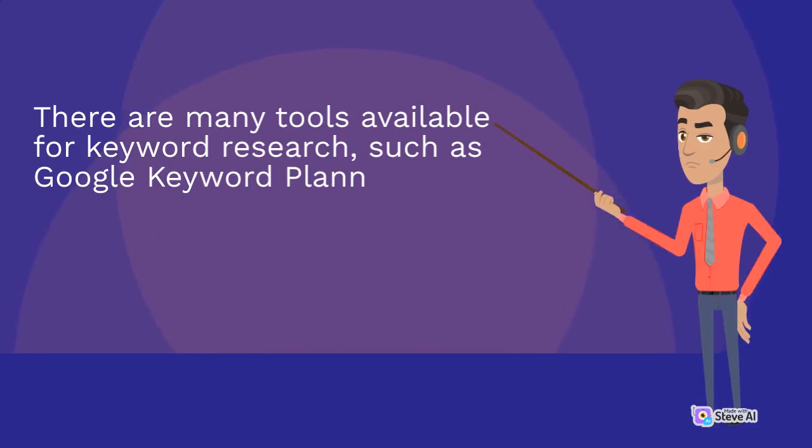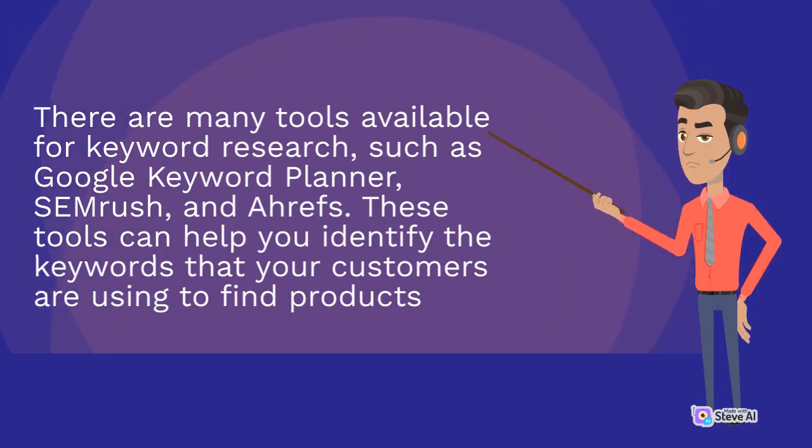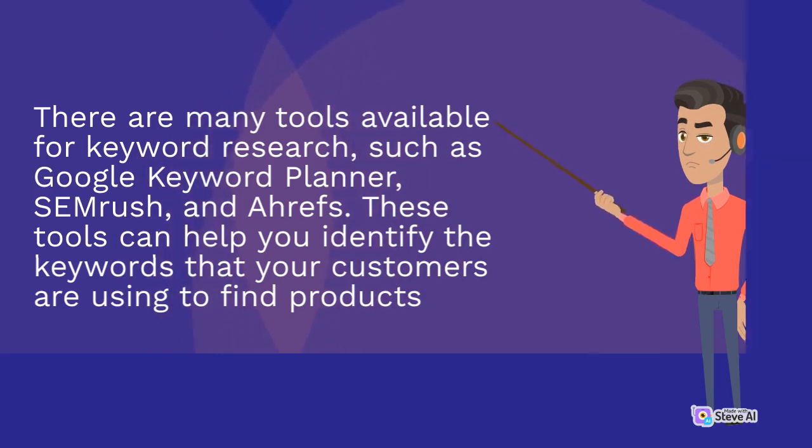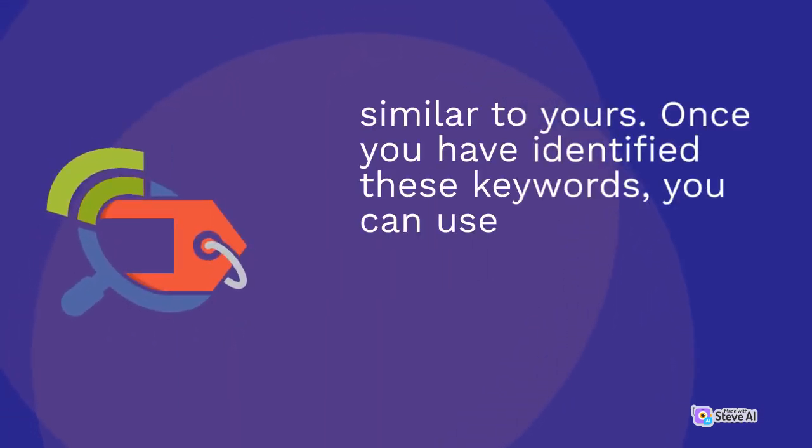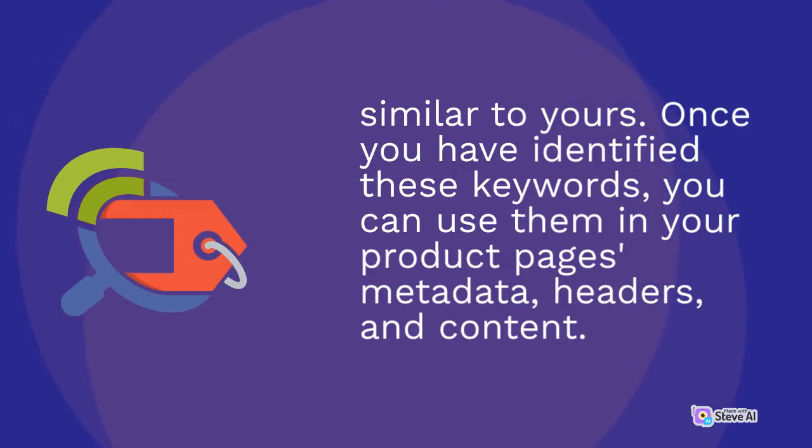There are many tools available for keyword research, such as Google Keyword Planner, SEMrush, and Ahrefs. These tools can help you identify the keywords that your customers are using to find products similar to yours. Once you have identified these keywords, you can use them in your product page's metadata, headers, and content.